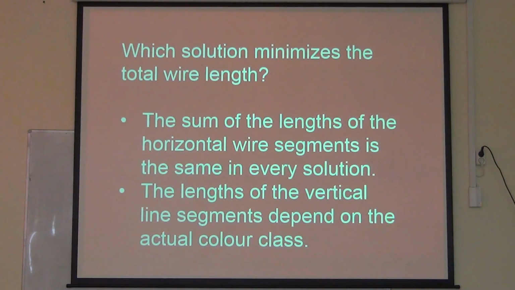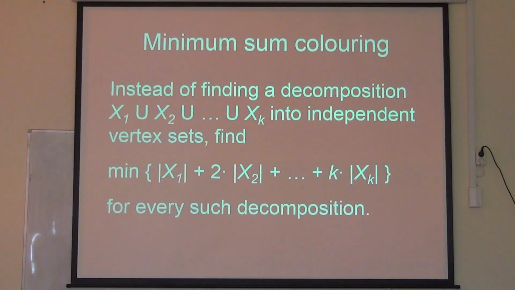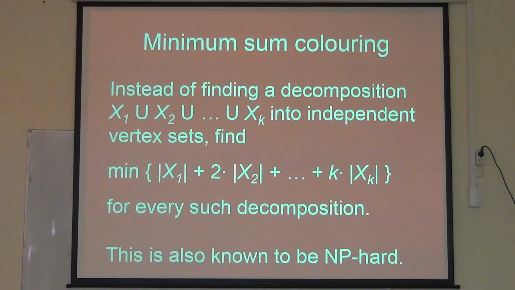And you can recognize that this is a special case of another famous graph theory problem, the so-called minimum sum coloring. Coloring simply means that you decompose the vertex set into independent sets, but here you want to minimize instead this sum: the cardinality of the first independent set plus twice the cardinality of the second, etc. And it was conjectured for quite a long time that since interval graphs are so simple, maybe even this problem, which is also NP-complete in general, can also be solved in polynomial time if restricted to interval graphs. But this is not the case.